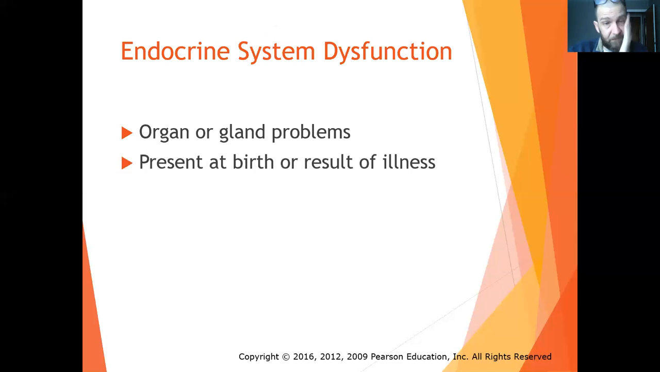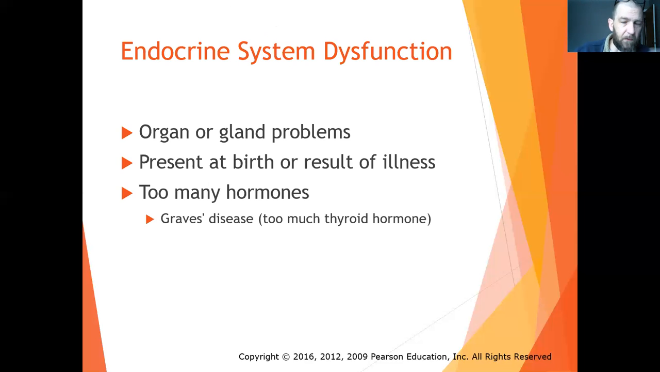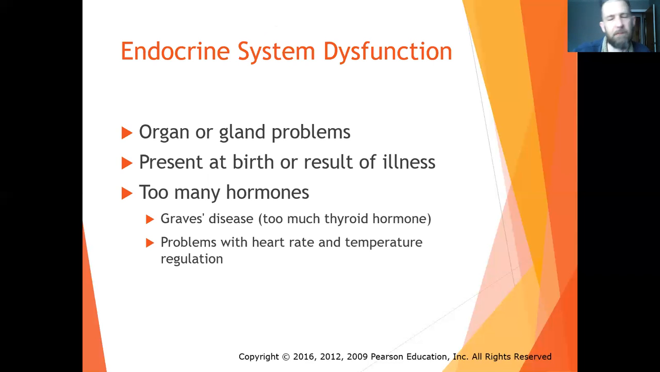So it's an organ or gland problem. A lot of times it's present at birth, or it's the result of having an illness. Graves' disease is a type of endocrine system dysfunction. We have too many thyroid hormones. These people have problems regulating their heart rate and their temperature as well. So they run hot and their heart tends to beat too quickly.